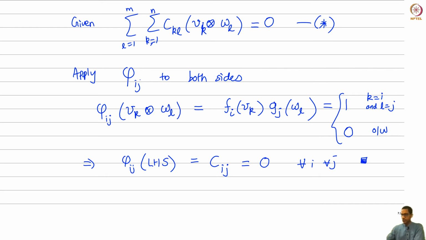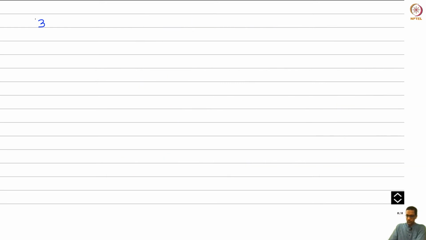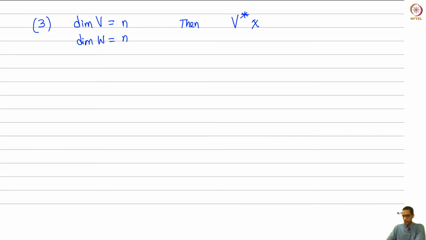Okay, let's go on to the next problem. Now, suppose I have the same hypothesis that V and W are finite dimensional vector spaces. Let's say this is dimension n and this is dimension m. Then I claim that there is a certain natural isomorphism between the following two vector spaces, from V star tensor W to the space of all linear transformations, what I'll call Hom_F linear maps from V to W.